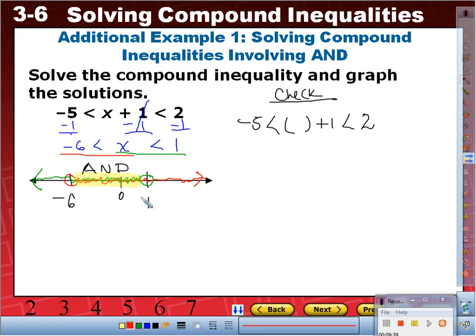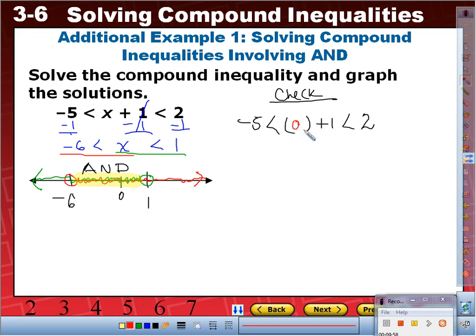All right. Now check this out. What we're saying is that this intersecting region is my solution set. So I just need to check a number from in there. What number would we use? What would be the easiest number? 0. So I'm going to substitute 0 in here.